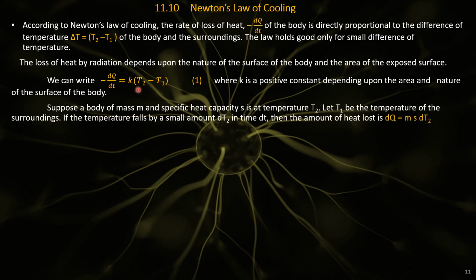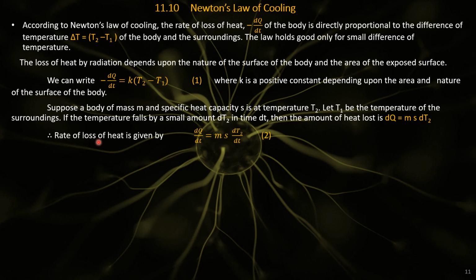Suppose the body of mass m and specific heat capacity small s is at temperature T2. And if T1 is the temperature of the surroundings, then the temperature falls by a small amount dT2 in time dt. Here capital T2 and time is small dt, and then the amount of heat is given by mass into specific heat capacity into change in temperature. Therefore, dQ is equal to m into s into d of capital T2.